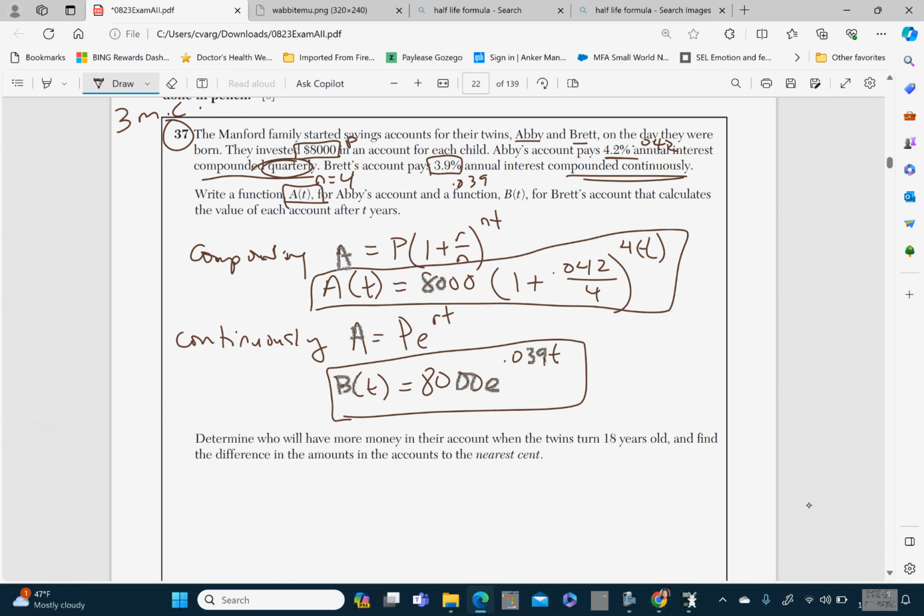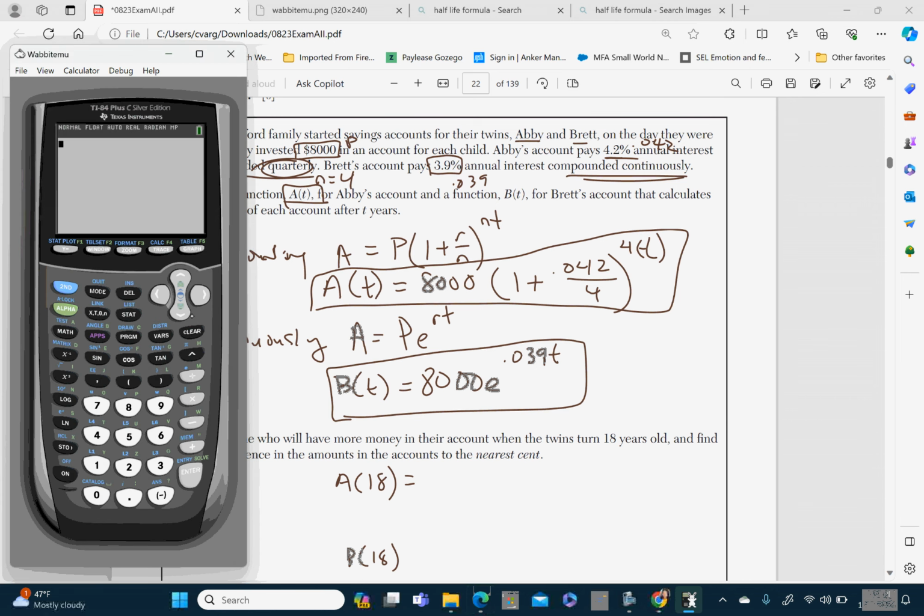It says determine who will have more money in their account when the twins turn 18 years old. So we want to find A of 18 and we want to find B of 18. All right, we could do that. So you're going to plug this into the calculator. Let's clear it. So we're going to have 8,000 parentheses 1 plus. We have a fraction, alpha y equals option number 1. So we're going to put 0.042 over 4.